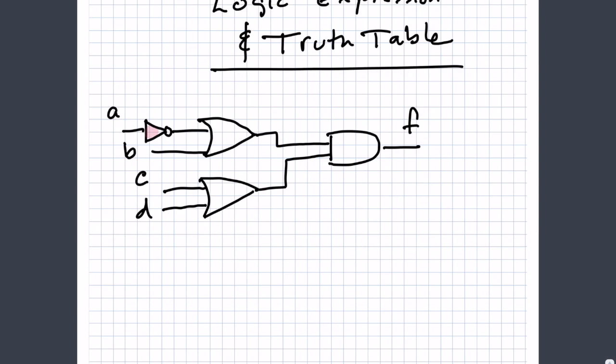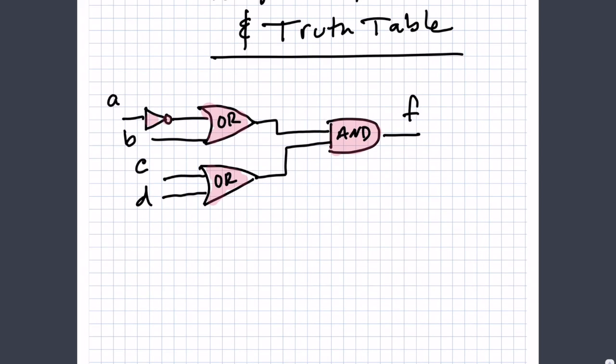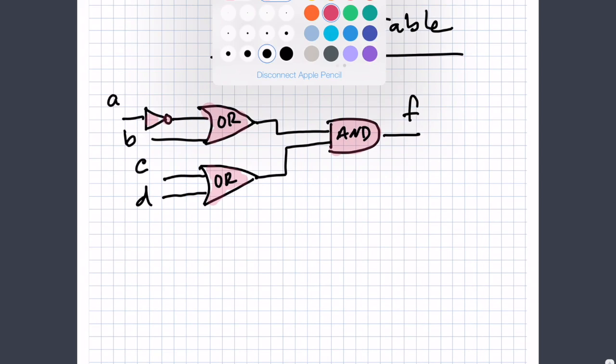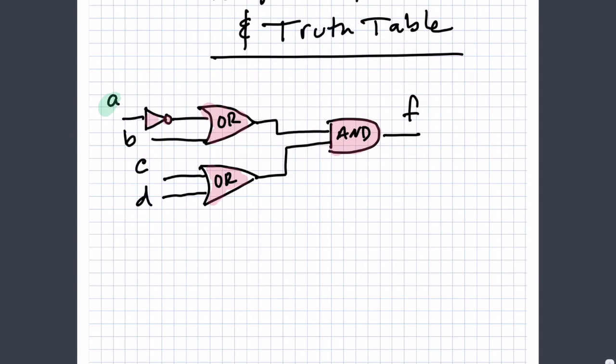Okay, so we see an inverter here, or a NOT gate, and then this shape, distinctive gate, is an OR gate, as is this one. And finally we have an AND gate here. Alright, so we look and we have 4 variables, A, B, C, and D.